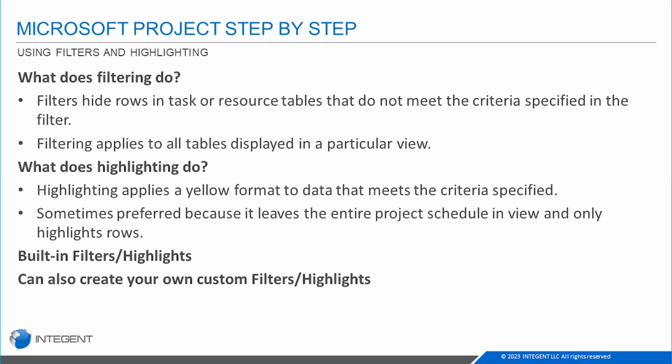So what do filters do? We're talking about filters and highlighting. When you apply a filter, it actually hides the rows in a task or resource table that don't meet the criteria specified in the filter. So filtering is when you want to filter information out, or in, if you use them in the opposite way. Highlighting, on the other hand, applies yellow highlighting to the items that meet the criteria in the filter.